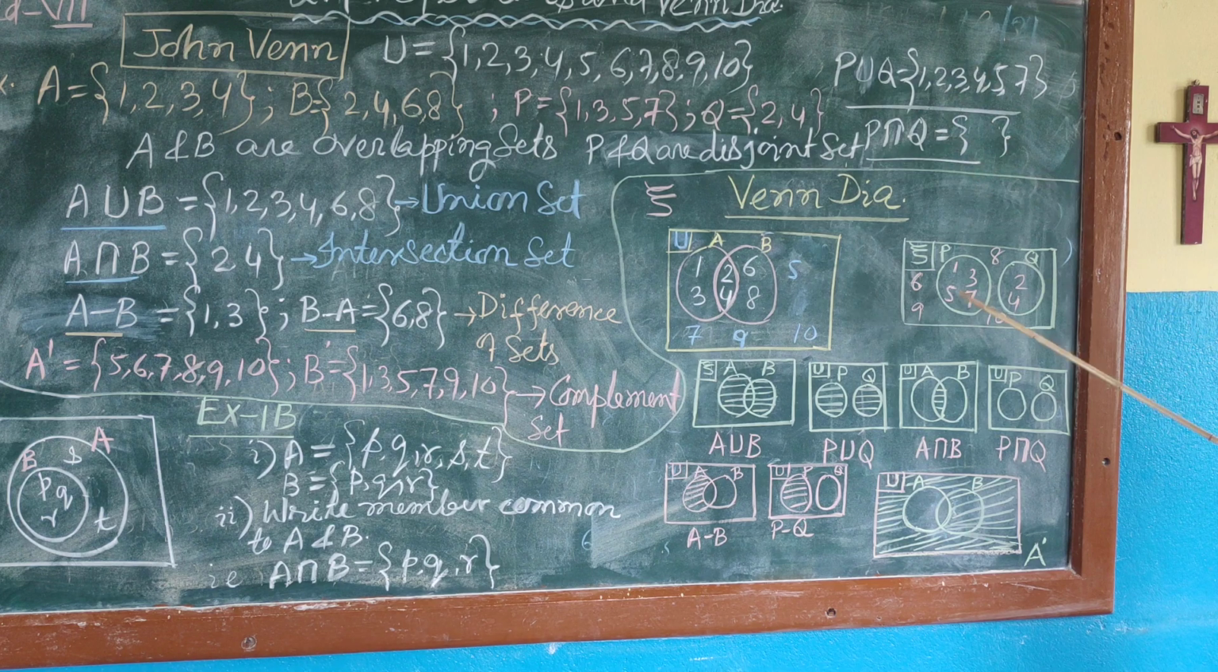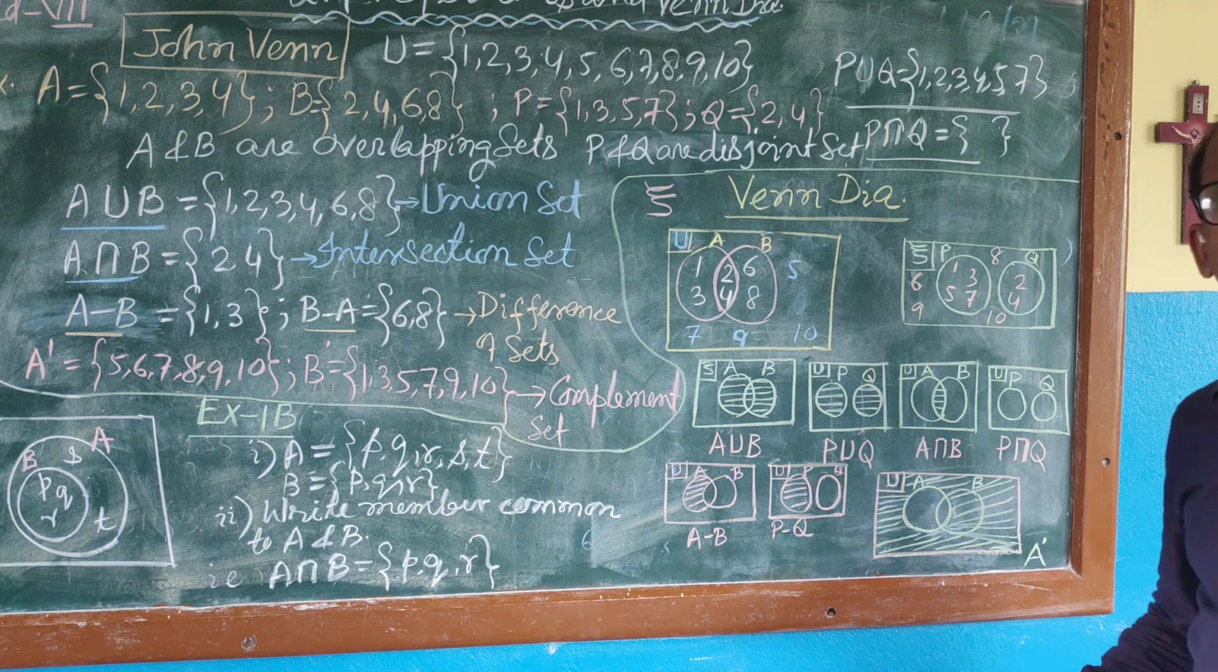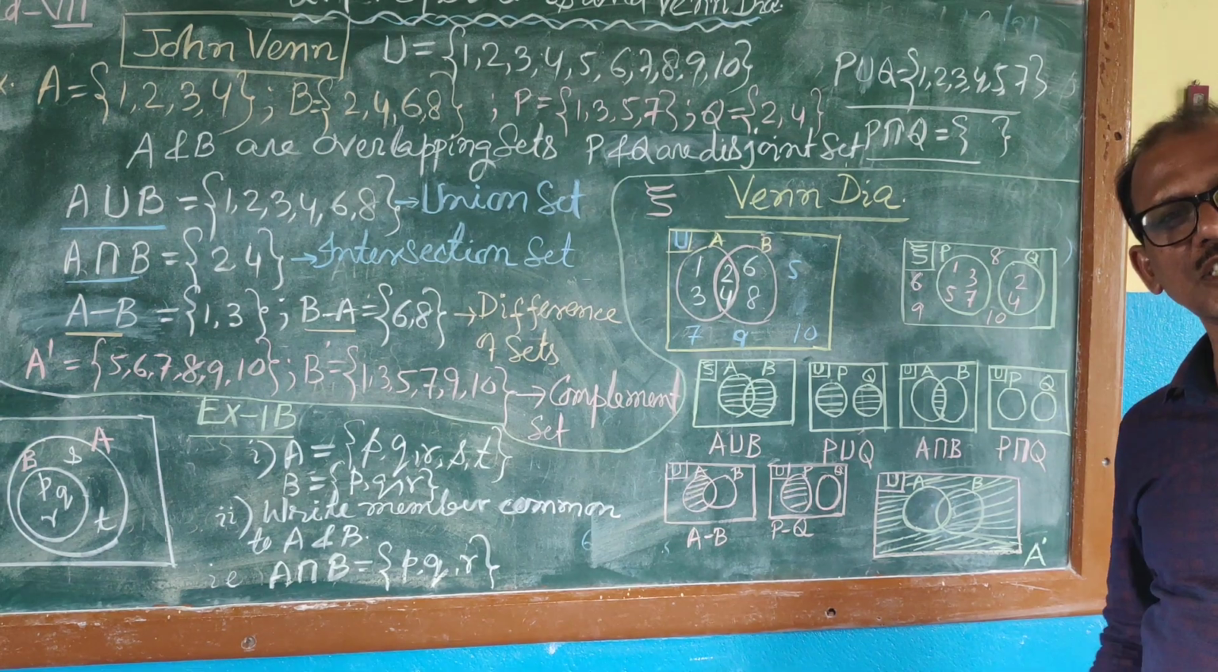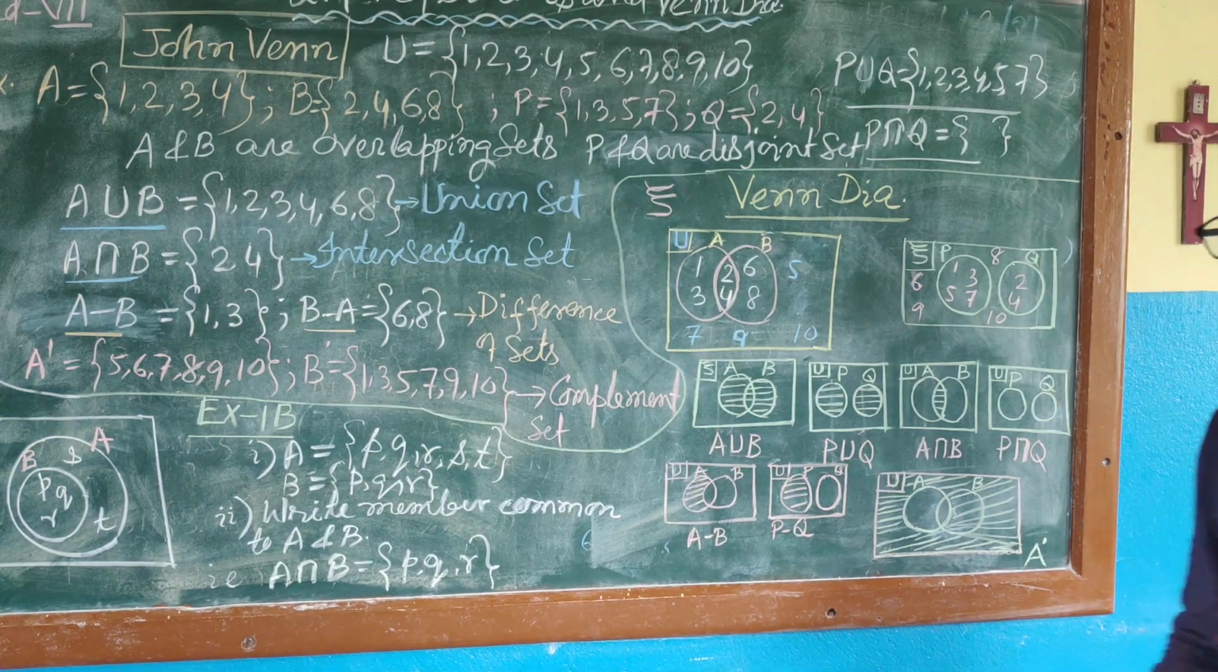Here also both are disjoint in nature. Disjoint means there is no overlapping part, so you have to draw two separate circles. P's elements you put inside P's circle, and Q's elements inside Q's circle. From there you can interpret many things. P union Q will be the elements of this and that. P intersection Q, nothing is there, so it will be the null set. So for two disjoint sets, the intersection of those sets will always be a null set.